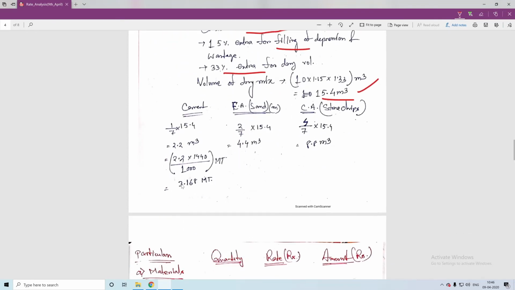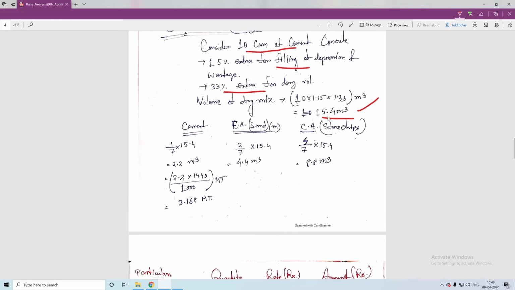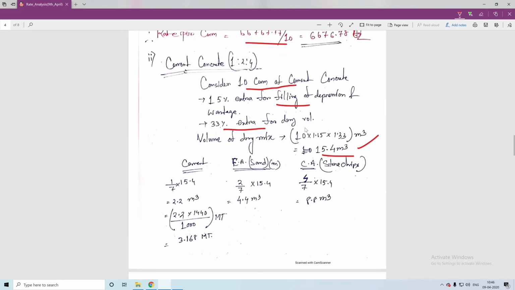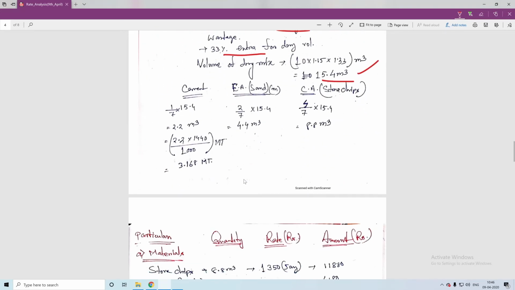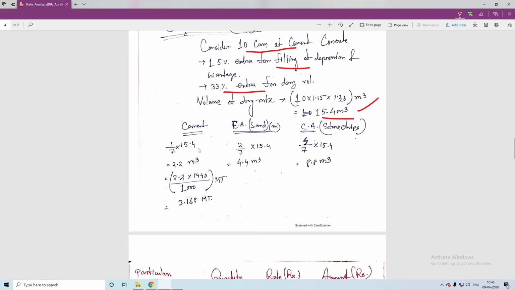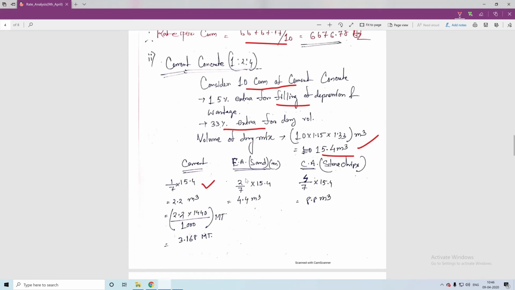So now just divide this total concrete in the particular ratio, that is 1:2:4. So simply 1/7 into 15.4. This is the cement. This is the fine aggregate. Okay, the fine aggregate is simply 2 by 7 into 15.4 and the coarse aggregate is 4 by 7 into 15.4. So ultimately I get the values of these three things.